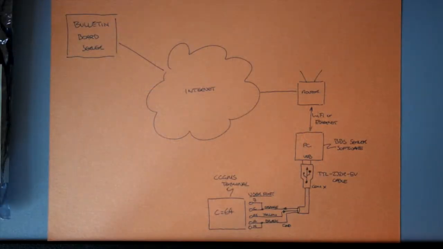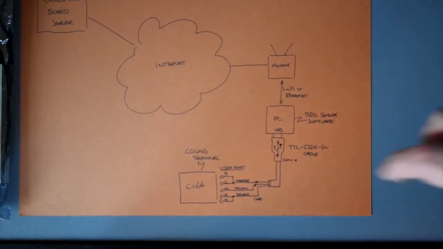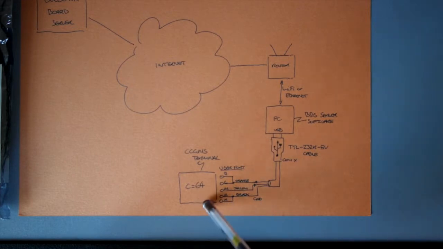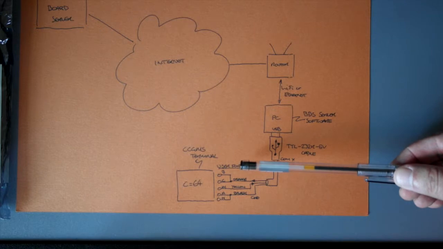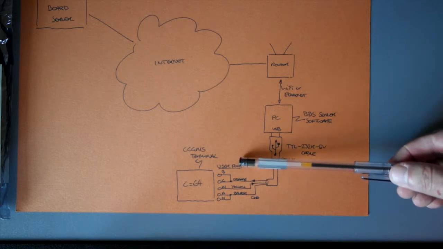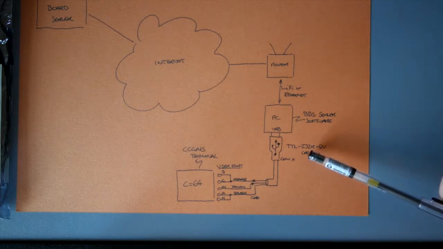So getting our Commodore onto the internet isn't rocket science, but then neither is it trivial. So I've drawn a little diagram to illustrate how this is going to work. First of all, we've got our Commodore 64 down here, and as we mentioned, we need to connect into the user port to get that connected to the outside world. To do this, we're going to use something called an FTDI cable.